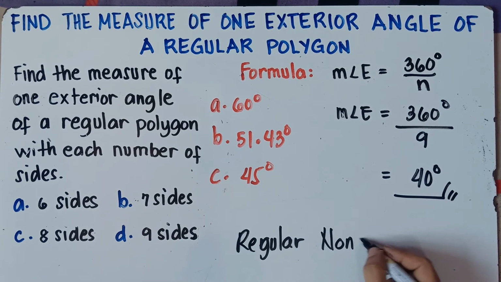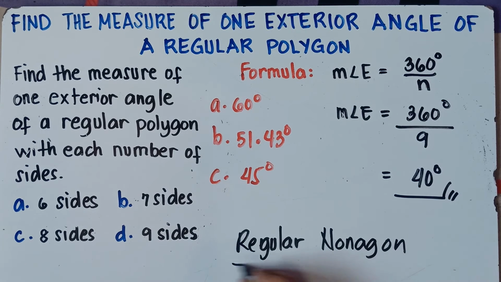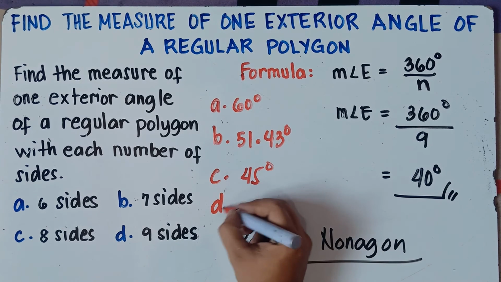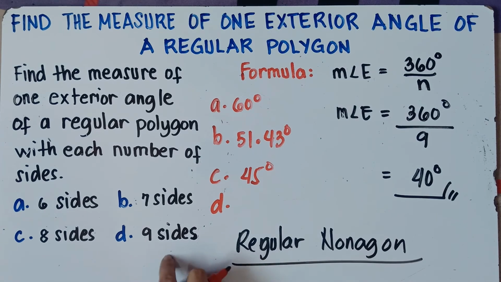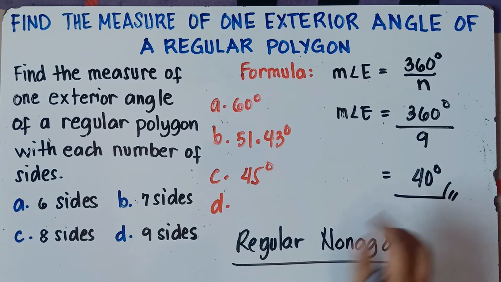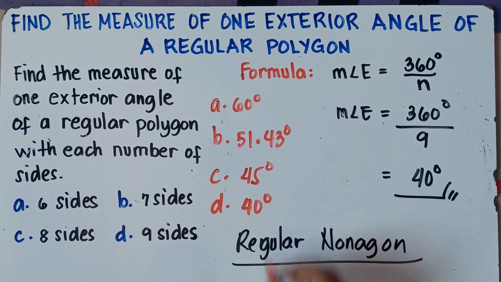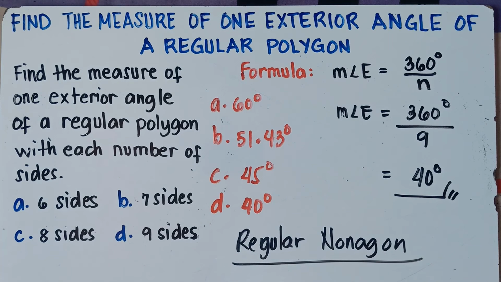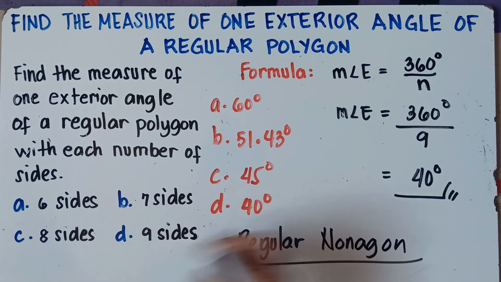Alright, so a regular nonagon has 9 equal sides, and 9 interior angles must be congruent, as well as 9 exterior angles must be congruent. So therefore, each exterior angle of a regular nonagon, a polygon with 9 sides, would be 40 degrees. That's all set for finding the measure of one exterior angle of a regular polygon. So you try this one, class, and you put your answer in the comment section down below.